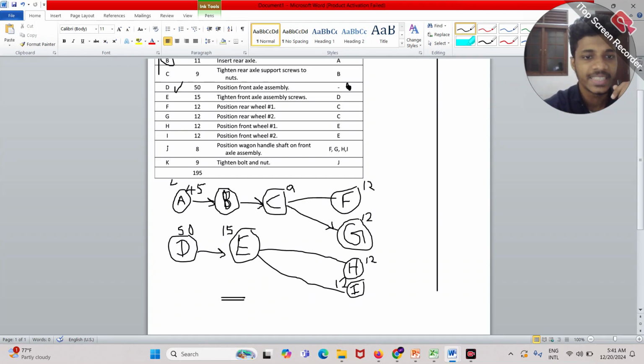So J, look at this, F, G, H, I, right? All those things we have to collect. We have to connect all these tasks. Then we make the J task, right? J, and K is one of the outputs of J, right? Therefore, I'll do like this.